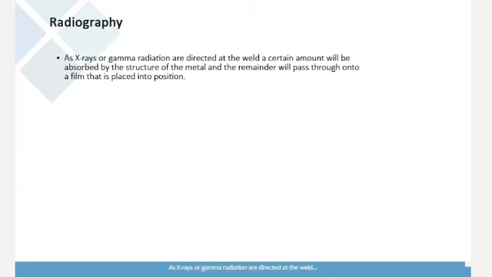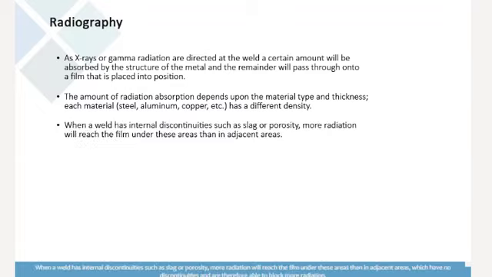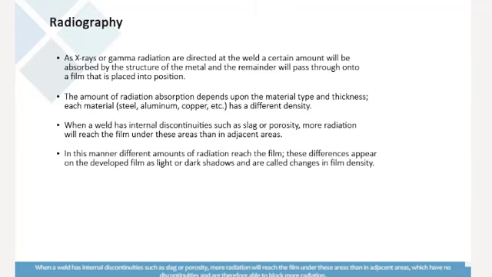As X-rays or gamma radiation are directed at the weld, a certain amount will be absorbed by the structure of the metal and the remainder will pass through onto a film that is placed into position. The amount of radiation absorption depends upon the material type and thickness. Each material, steel, aluminum, copper, and so forth, has a different density. When a weld has internal discontinuities such as slag or porosity, more radiation will reach the film under these areas than in adjacent areas, which have no discontinuities and are therefore able to block more radiation. In this manner, different amounts of radiation reach the film.